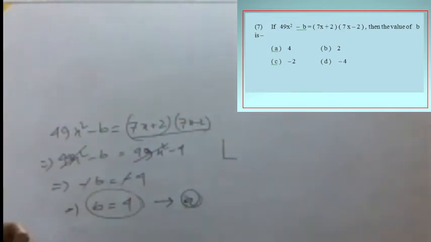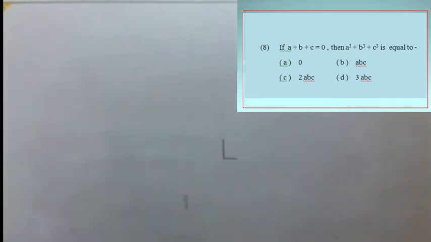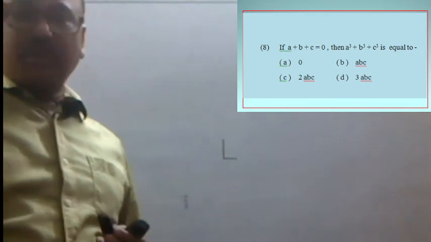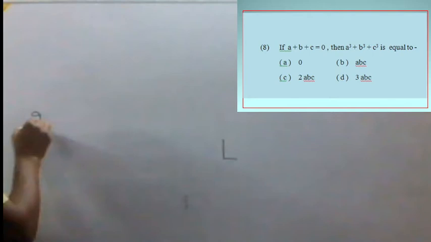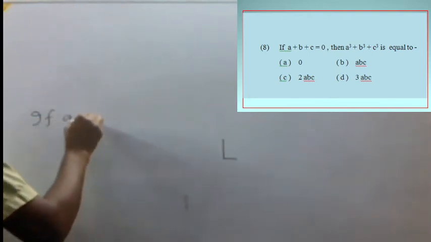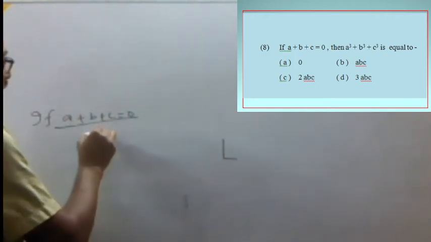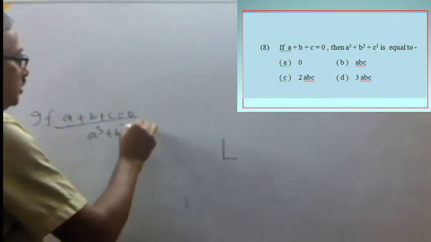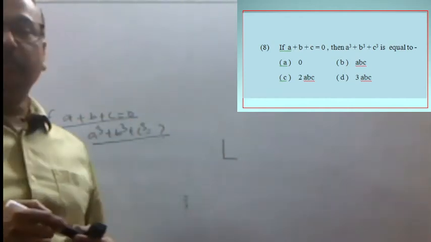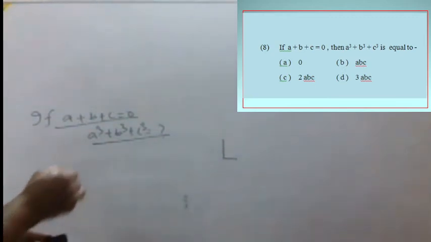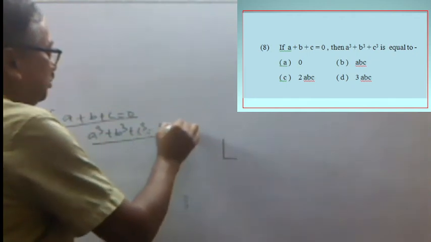Now let us move to the next question. Next question is given, if a plus b plus c equal to 0, then a cube plus b cube plus c cube equal to? This is a conditional identity. Under the condition that a plus b plus c equal to 0, this should be 3abc.